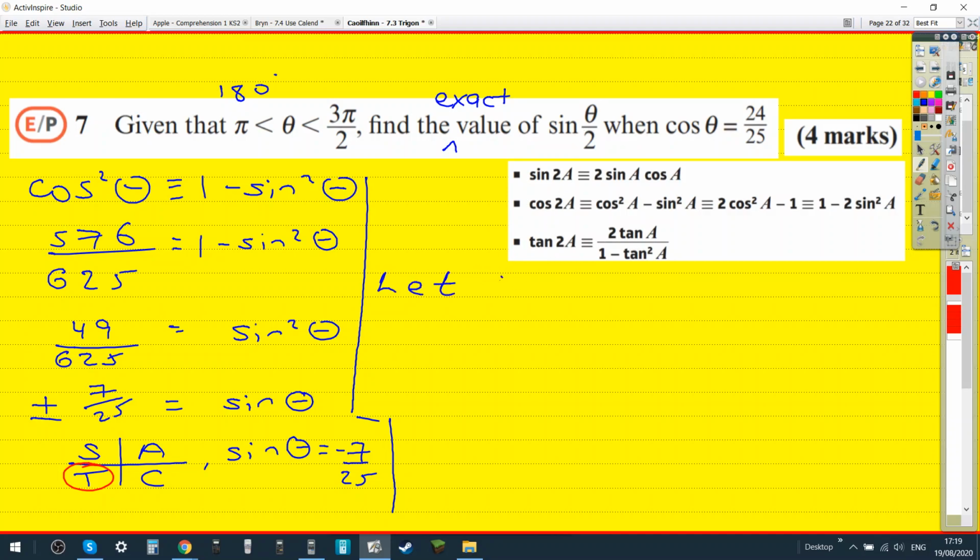Let theta over 2 be equal to A. So what would you do with that? So sine A equals minus 7 over 25. No, theta divided by 2 is A. So what is theta? 2A. So now we would do sine 2A equals minus 7 over 25.